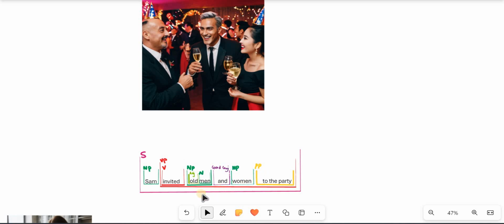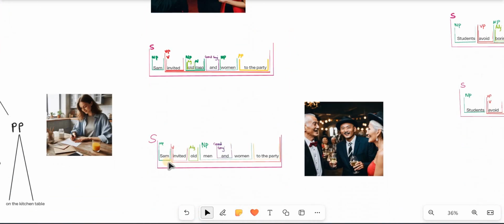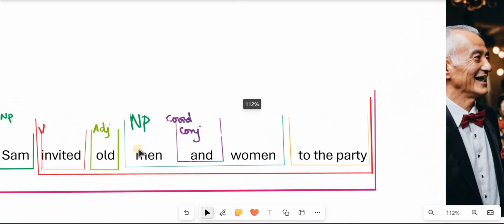നമ്മൾ നേരത്തെ കണ്ട പോലെ ഓൾഡ് മെൻ ആൻഡ് വിമൻ എന്ന് പറയുമ്പോൾ, this old adjective may modify just the men, or it may modify the noun phrase men and women. That is the second case. Here Sam is the noun phrase, invited is the verb, and here old, the adjective, modifies the noun phrase men and women. Men and women എന്ന് പറയുന്ന വലിയൊരു noun phrase നെ modify ചെയ്യുന്ന adjective ആണ് ഇവിടെ old.